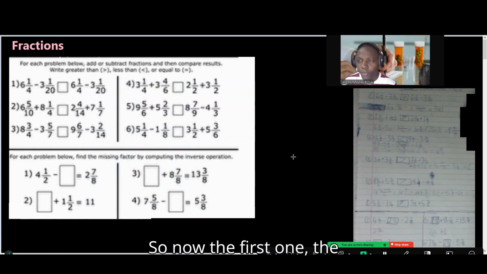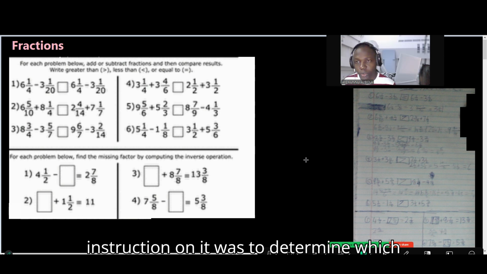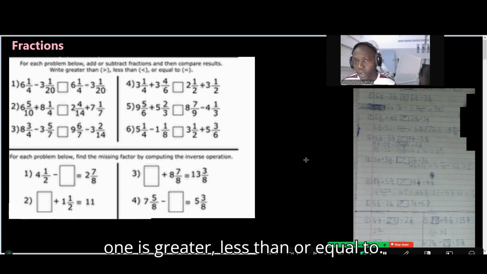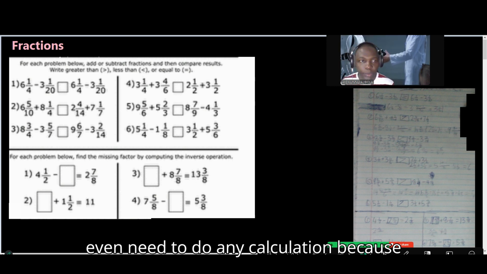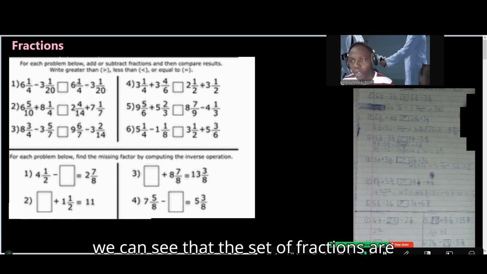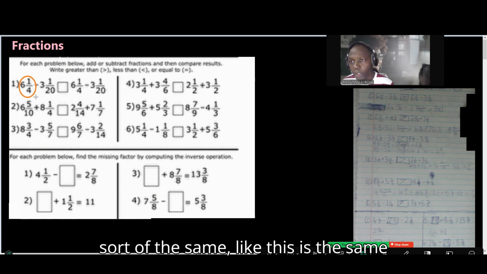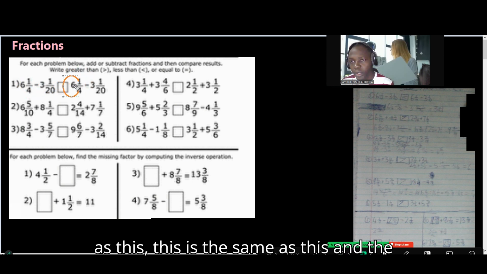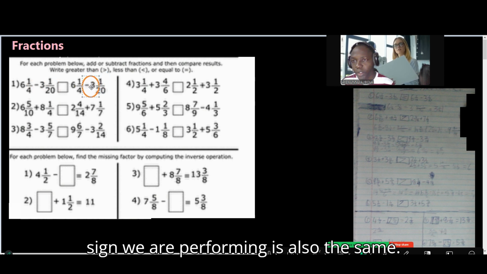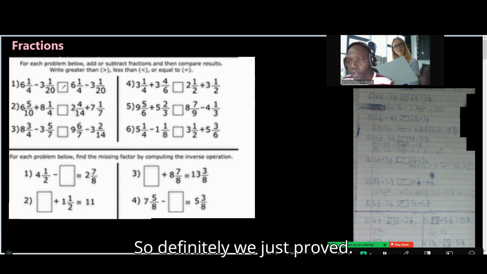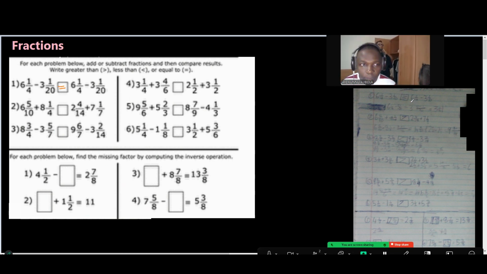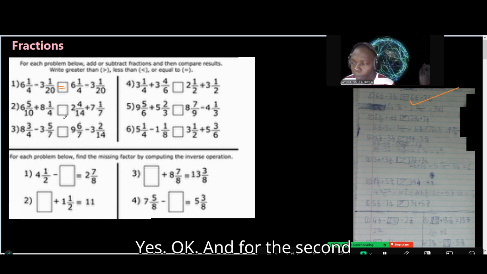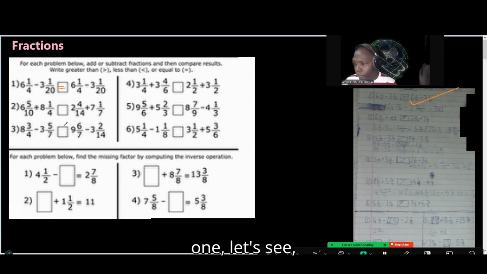So now the first one, the instruction on it was to determine which one is greater, less than, or equal to. So for the first one, we don't even need to do any calculation because we can see that the set of fractions are sort of the same. Like this is the same as this, and this is the same as this, and the sign we are performing is also the same. So definitely we just put equal to, and that's what you did, right? Yes.